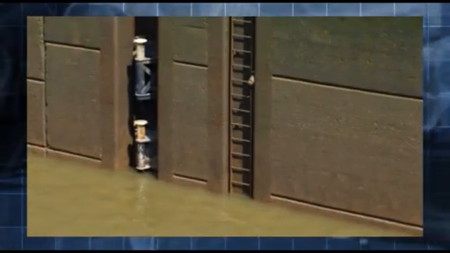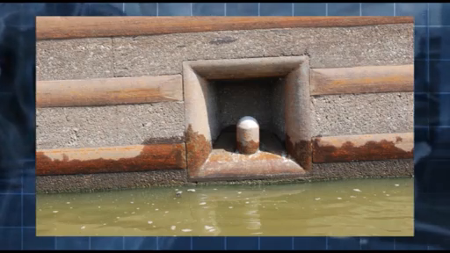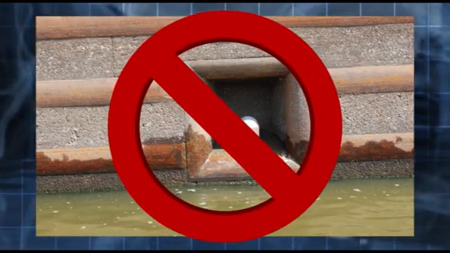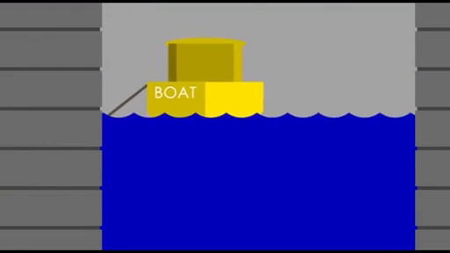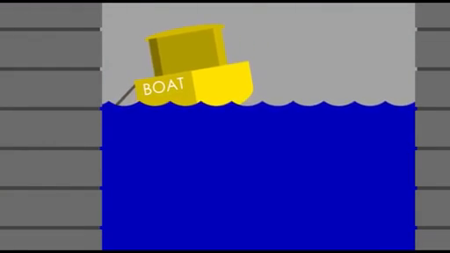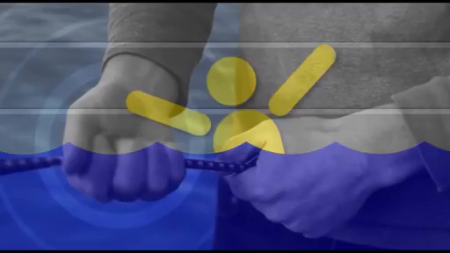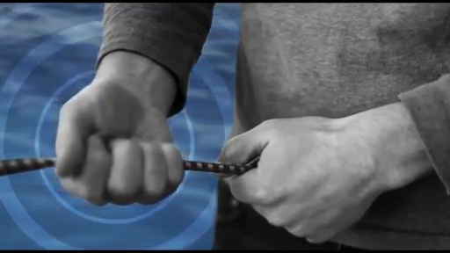Only tie your boat to a floating mooring bit. Do not tie your boat to any fixed part of the lock because the results could be deadly. Depending on whether the lock chamber is filling or emptying, your boat could be pulled under or out of the water. In addition, you and your passengers could be thrown out of the boat. If a floating mooring bit is not available, hold the lines.